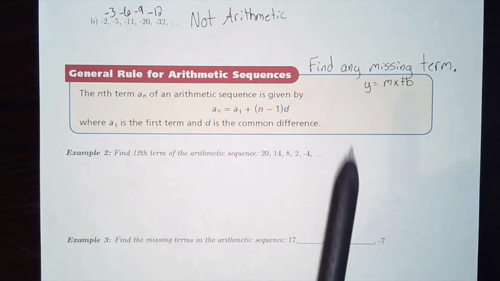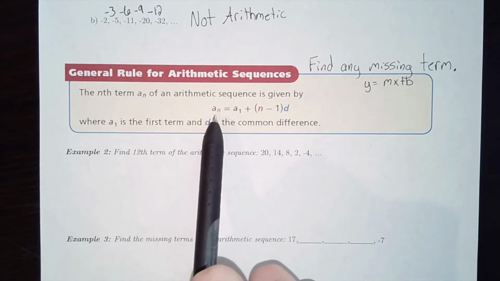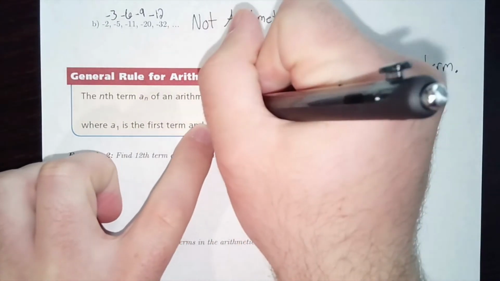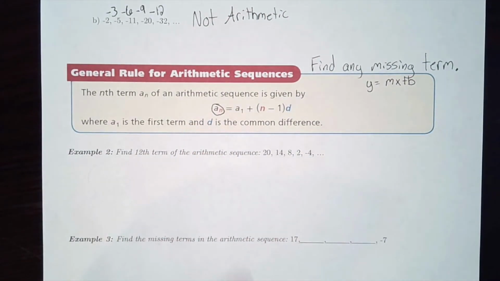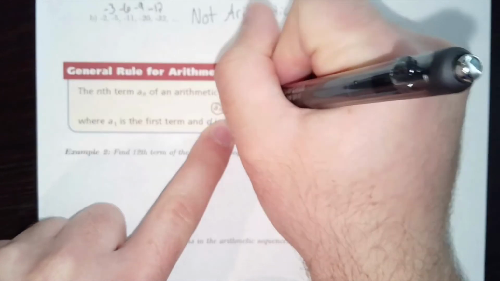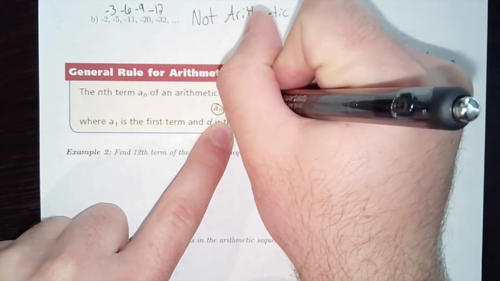In this formula, there is a different way to fix this. So what I have here is a sub n. This is typically the term we're trying to find. I'm not going to label that though, just because sometimes it's not. A sub 1 is something you should be familiar with at this point. This is your first term.